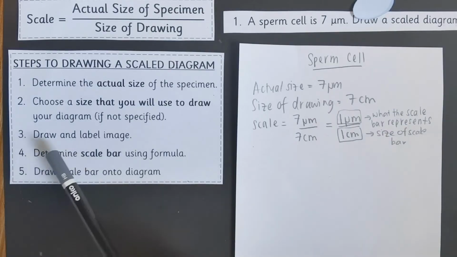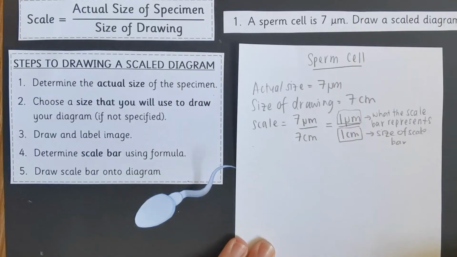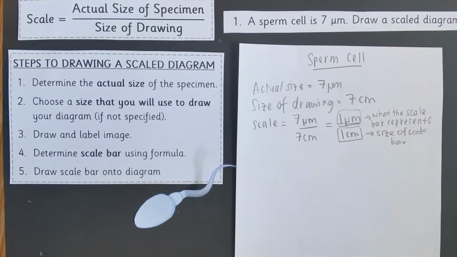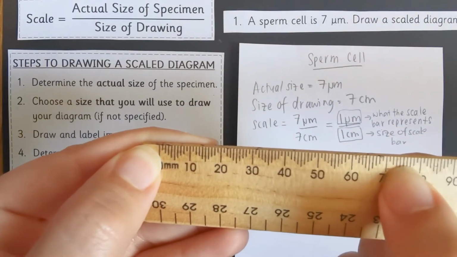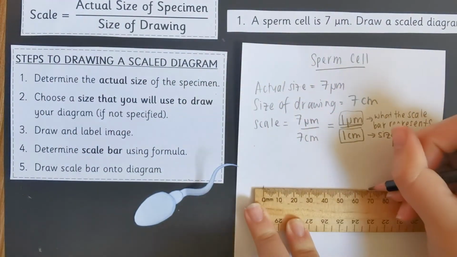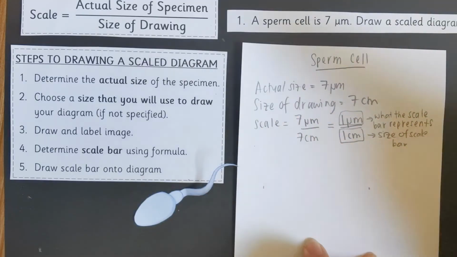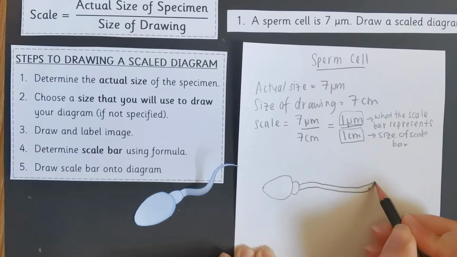Let's go back to step 3 now. So we're going to draw and label our image. So just a reminder, that's what our sperm cell looks like if you forgot. Now we've said the size of our drawing is 7 centimeters. So here's where your ruler comes handy. You'll measure 7 centimeters out. Now that's the length of our sperm cell. Now what you need to do is you need to draw it.